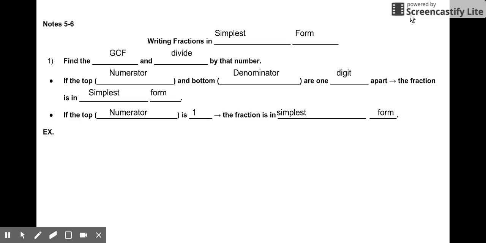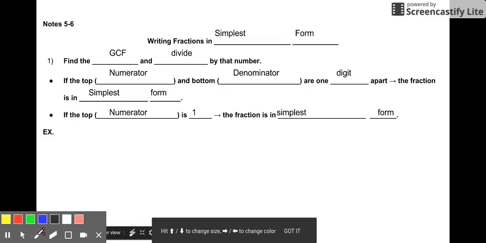So there's a couple things to know that it's already in simplest form. If the top number and the bottom number are 1 digit apart, which I'll have an example of in the bottom, then it's already in simplest form. And also, if the numerator is the number 1, then it's already in simplest form.